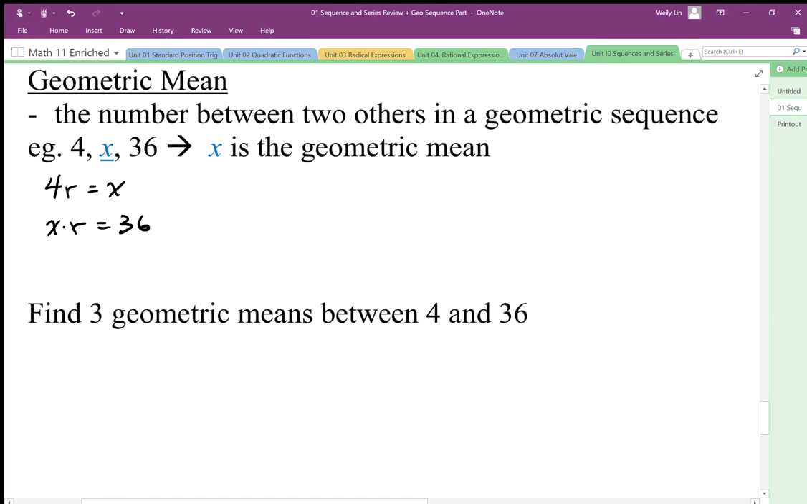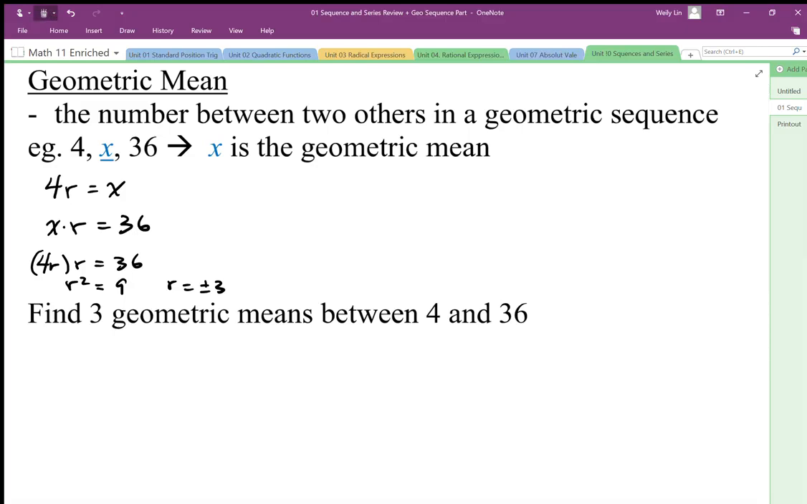I want to solve for x, but I'm going to solve for r first. So solving for r, I'm going to replace x with 4r. 4r squared equals 36, r squared equals 9, and I get r is equal to plus or minus 3. So that then makes the x value 12 or negative 12. So I multiply by 3 to get that. That's going to be my progression from 4 to x to 36. And that's perfectly fine. We can use our formulas to do this.